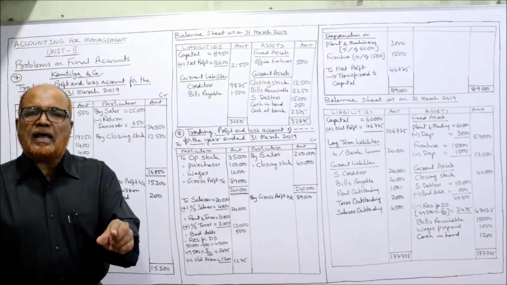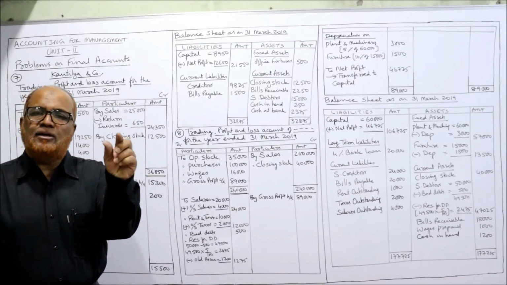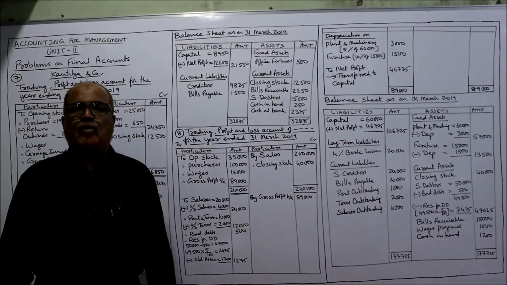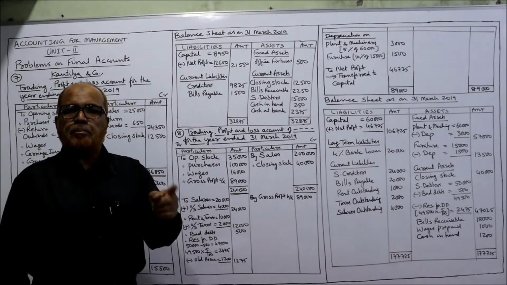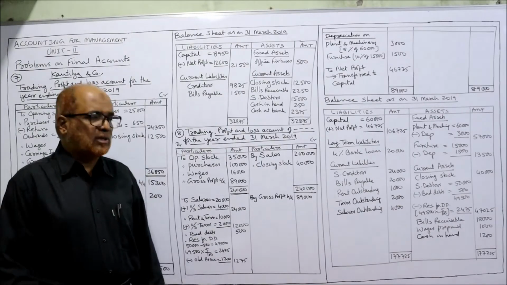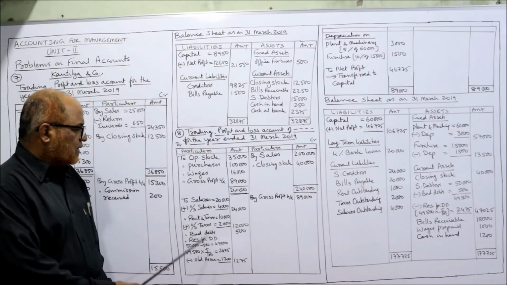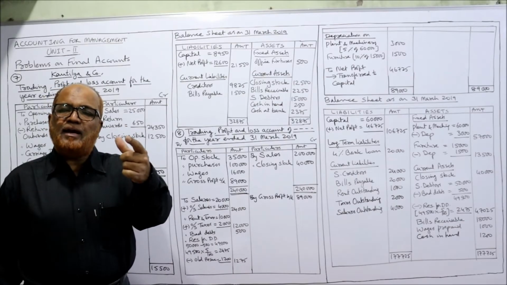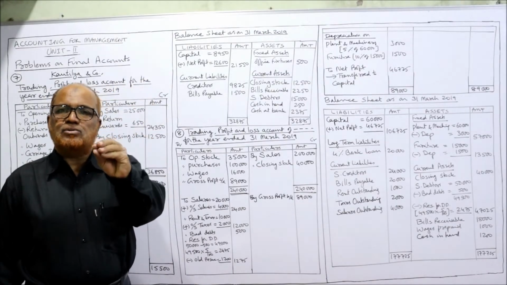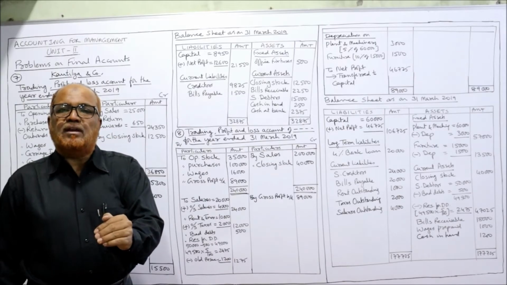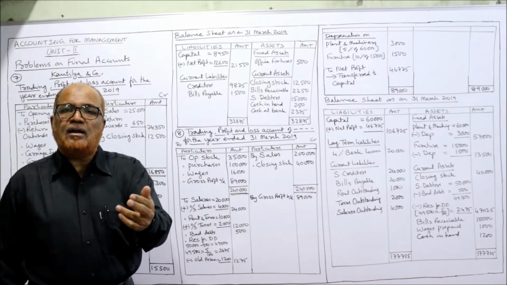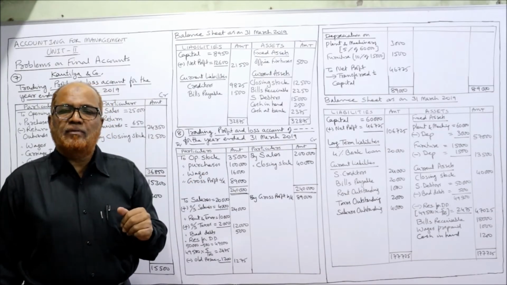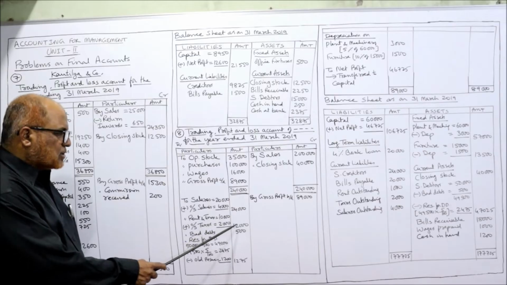Salary. In the trial balance, it is given salary paid 20,000. In adjustment, it is given salary outstanding 4,000. So 20,000 plus 4,000, 24,000. So 20 plus 4, 24. Rent and taxes. It is given rent and taxes paid in the trial balance 10,000. In adjustment, it is given taxes outstanding 2,000. The outstanding taxes will be added. So 10,000 plus 2,000, 12,000.